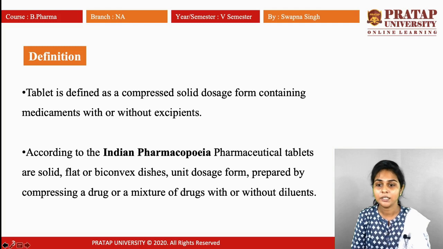Second, according to the Indian Pharmacopoeia, pharmaceutical tablets are solid, flat or biconvex dishes, unit dosage form, prepared by compressing a drug or a mixture of drugs with or without diluents. It is flat or sometimes biconvex. It is a unit dosage form. Its dose is always decided, like 500 mg, like 250 mg, and it is prepared by compressing a drug or a mixture of drugs with or without diluents.